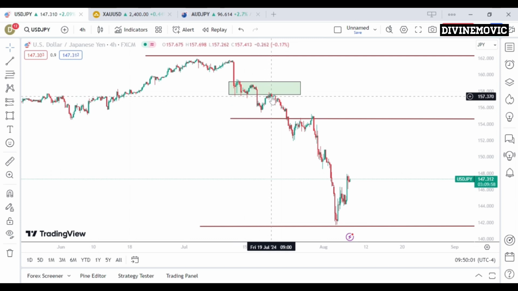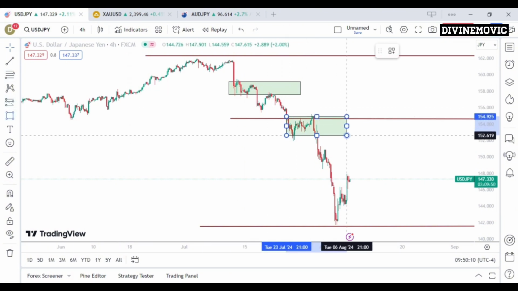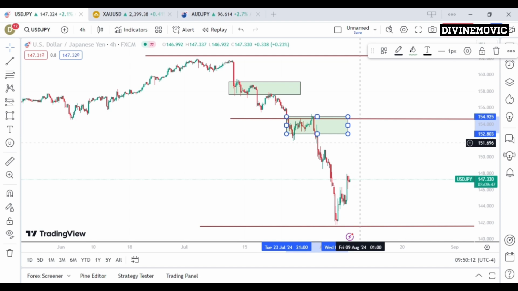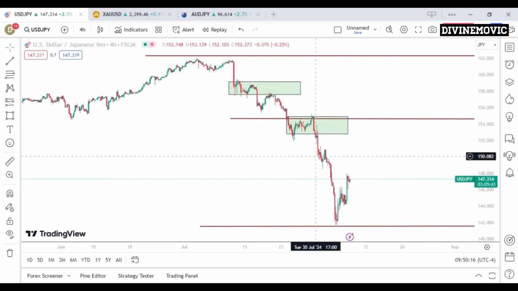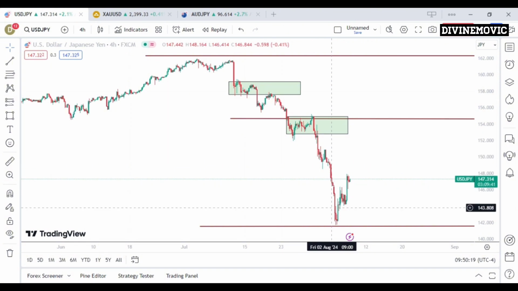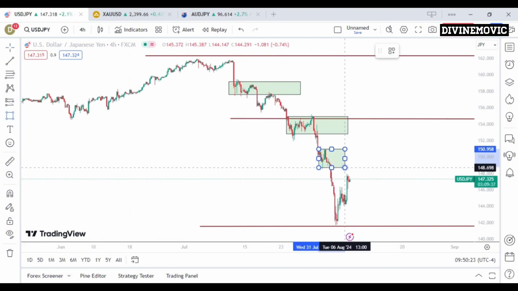You can see price came up to this point and gave us another drop, base, drop. So this point again is also a supply zone. This zone is also a supply zone. And at that point again, we can identify a supply zone simply here: drop, base, drop. So this point as well is also a supply zone.